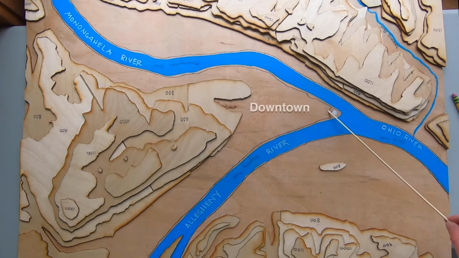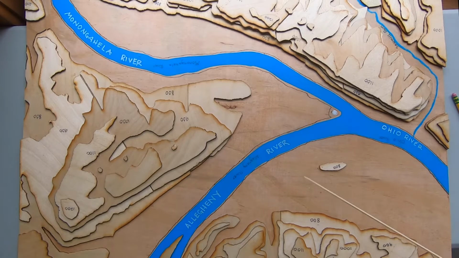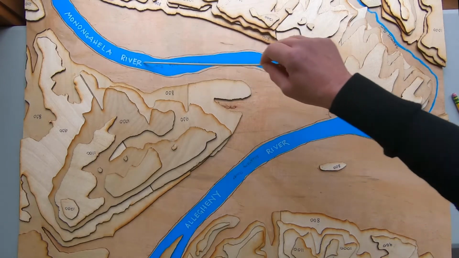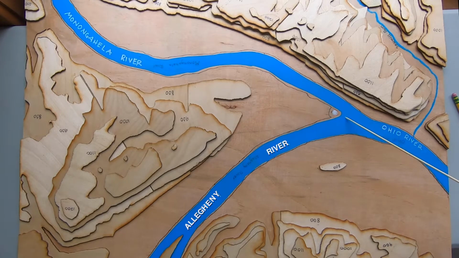So this is a map of Pittsburgh. Here's downtown, and this is Point State Park where the fountain is. Over here is where the Steelers and the Pirates play. So this is the Monongahela River, and this is the Allegheny River. And they both meet right here at Point State Park to form the Ohio River.